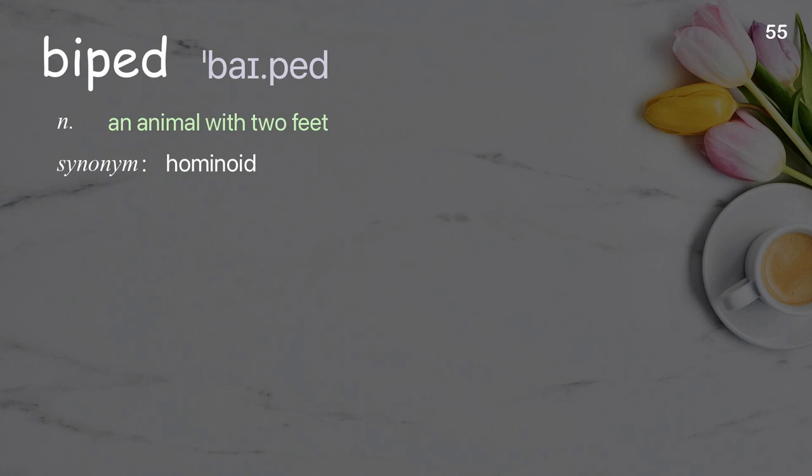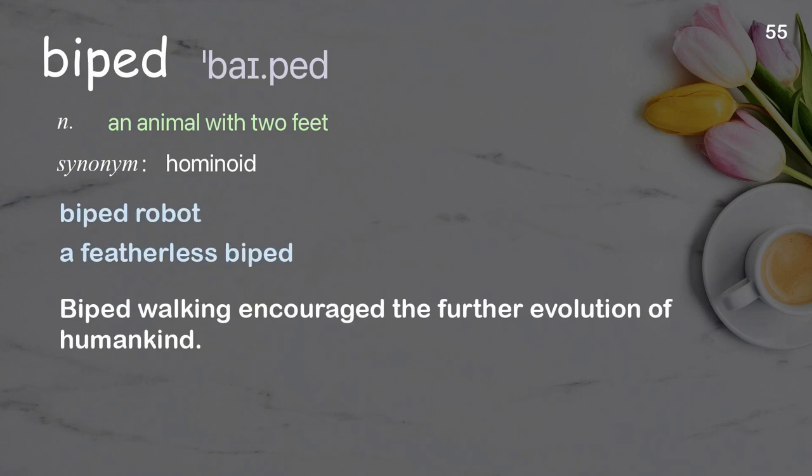Biped. An animal with 2 feet. Examples. Biped robot. A featherless biped. Biped walking encouraged the further evolution of humankind.